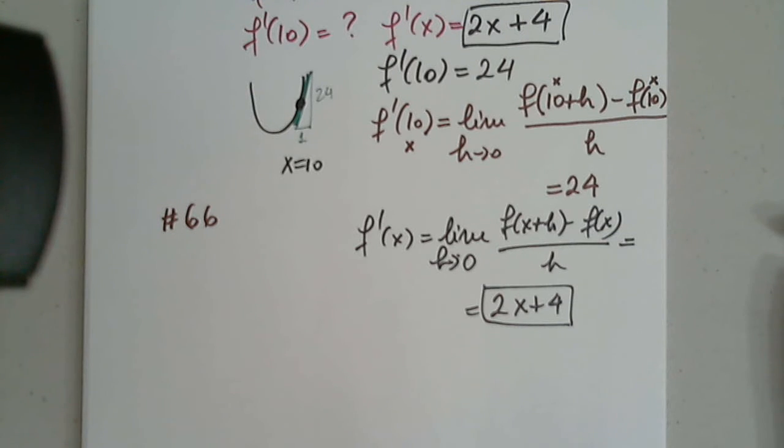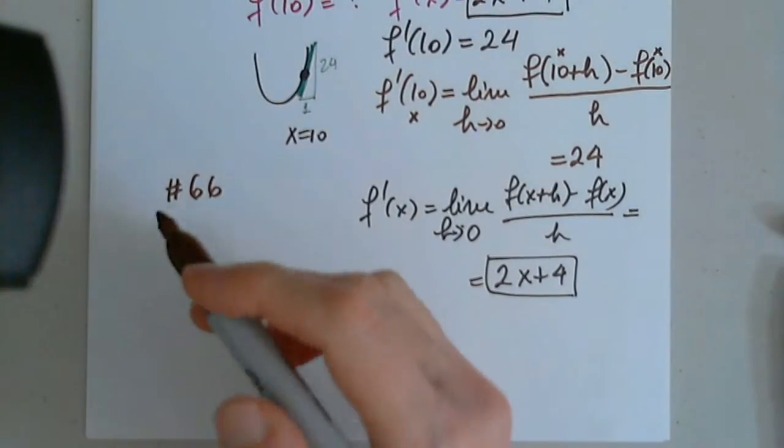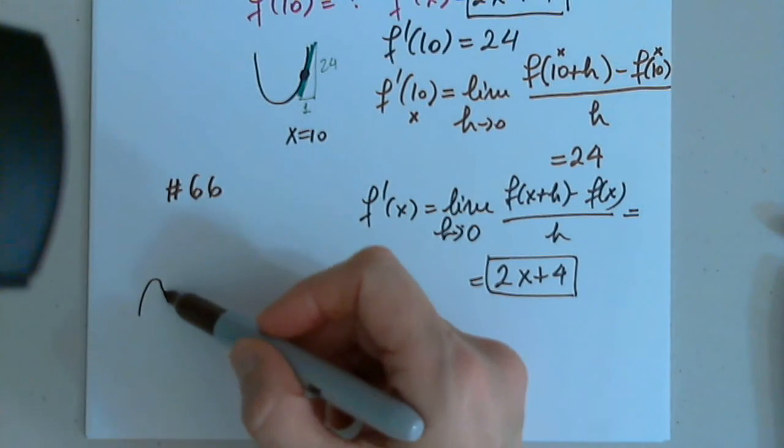Okay. Good, moving on. So I would like to look at 66. And 66 has a couple of questions. For each function, find the points on the graph at which the tangent line is horizontal. So before I copy 66, let's say I have this graph.